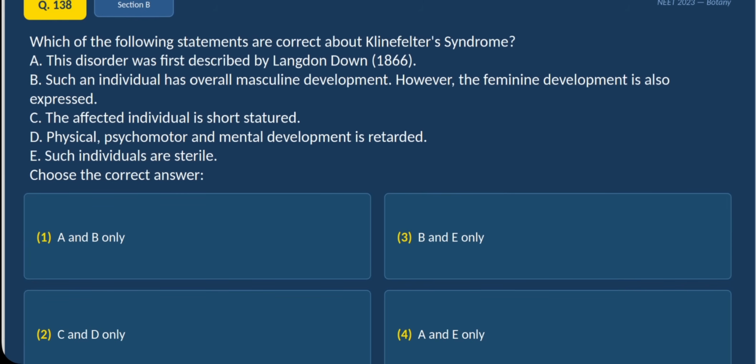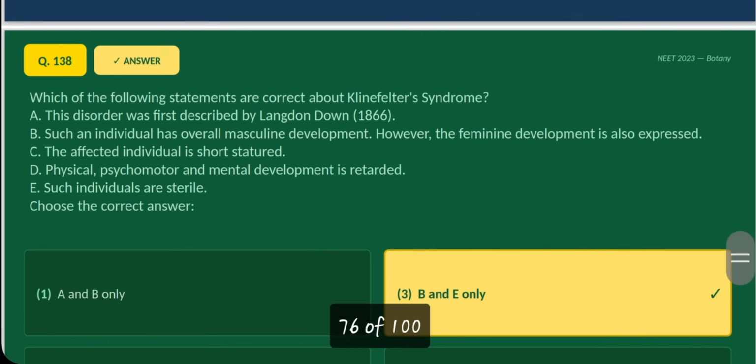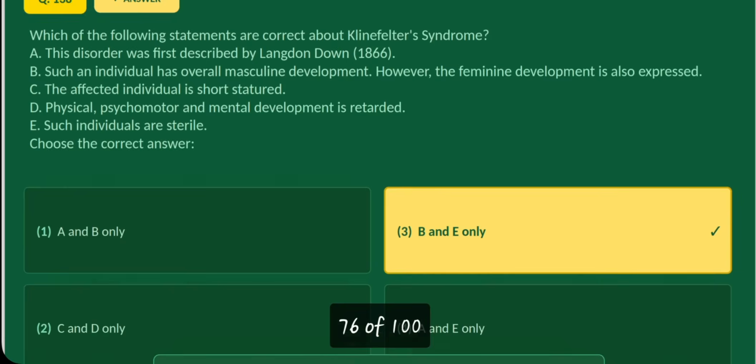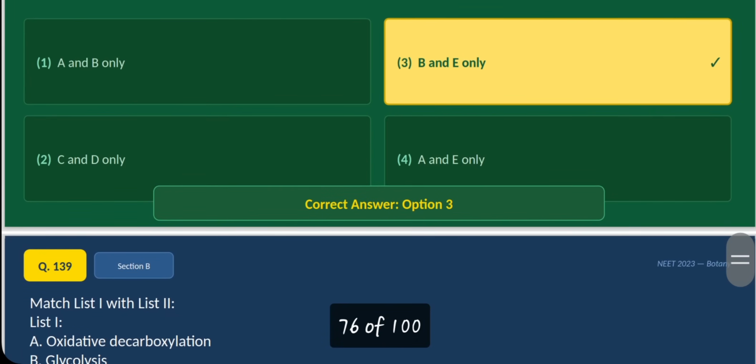Physical, psychomotor and mental development is retarded. Here mental development is retarded but not the others. So B and E, I feel the answer is B and E. Let us cross check. Yes, B and E only. They are sterile and they have overall masculine development with feminine development also expressed. Here D is incorrect because mental development is retarded but not the others. Physical, psychomotor development is not affected. So that is the reason D is an incorrect statement.